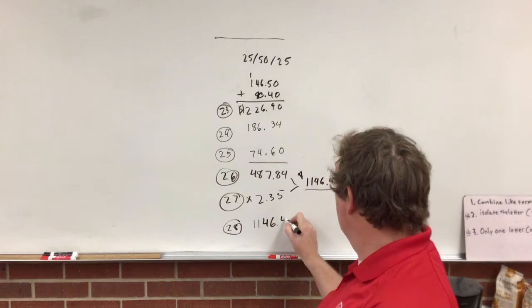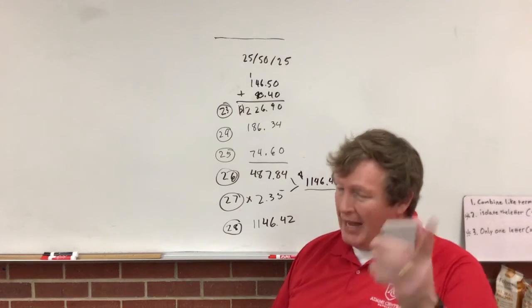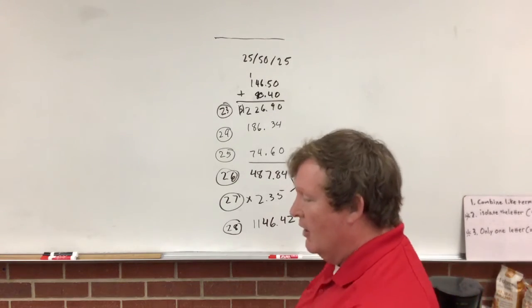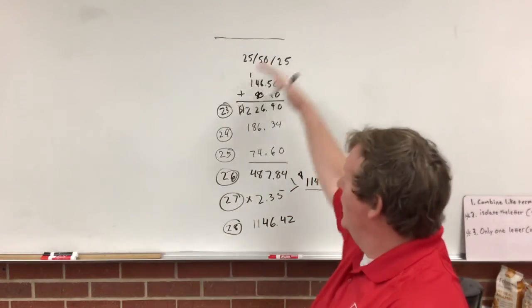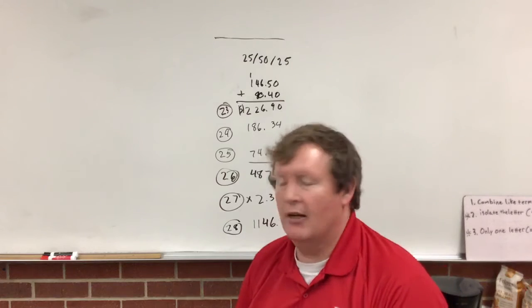There we go. That's the right answer. That's the way you do that. So, 29 through 34, do the same way. Okay? Filling out each step as you go along down the column.